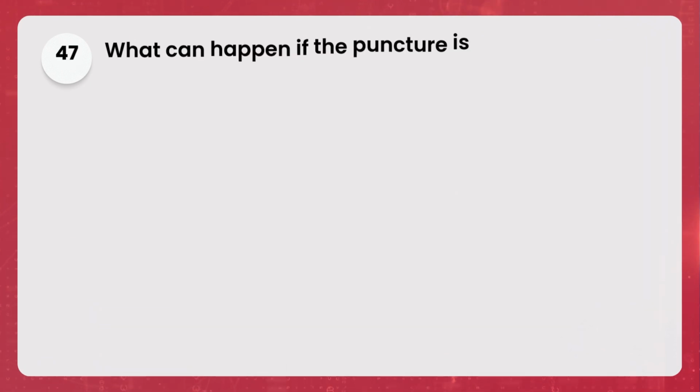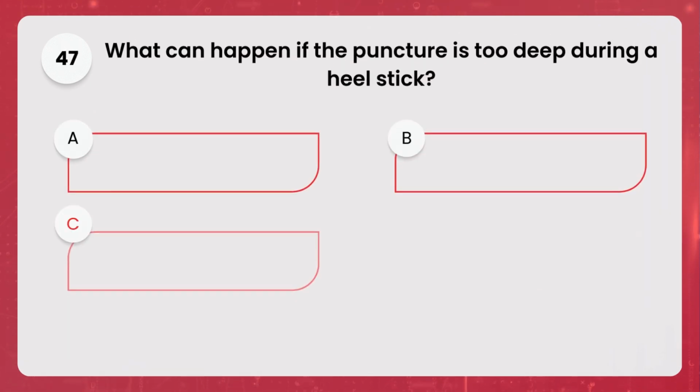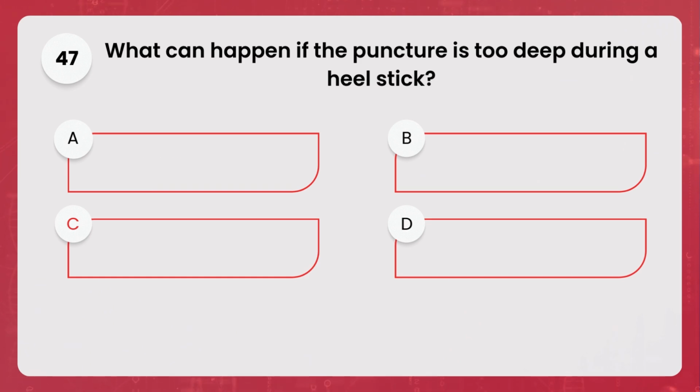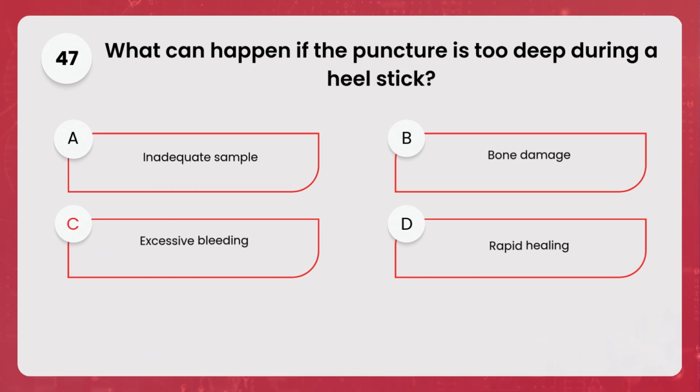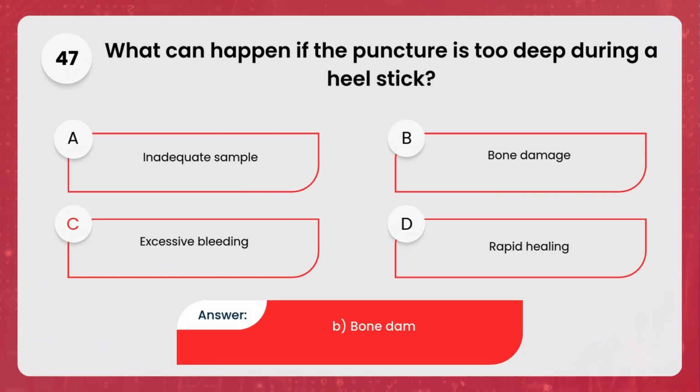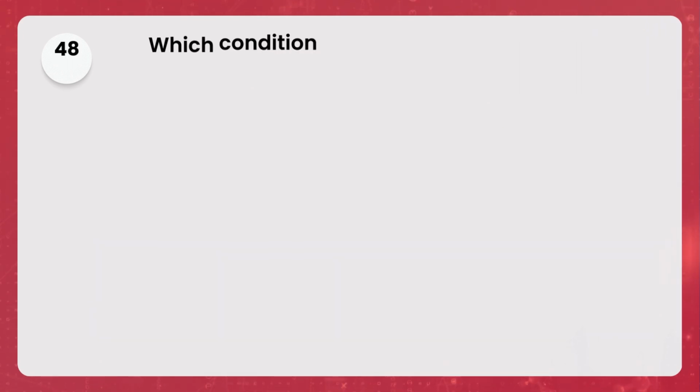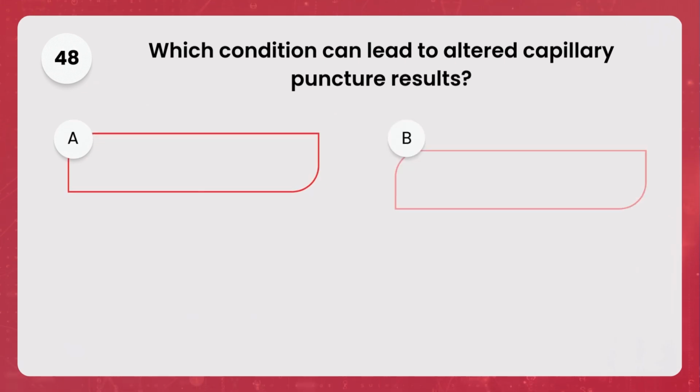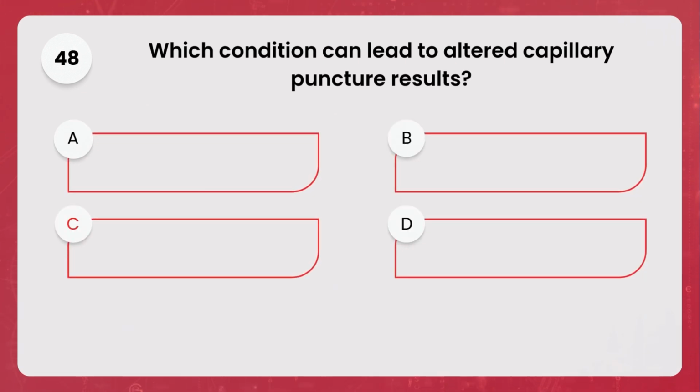Number 47. What can happen if the puncture is too deep during a heel stick? A. Inadequate sample. B. Bone damage. C. Excessive bleeding. Or D. Rapid healing. The answer is B. Bone damage.